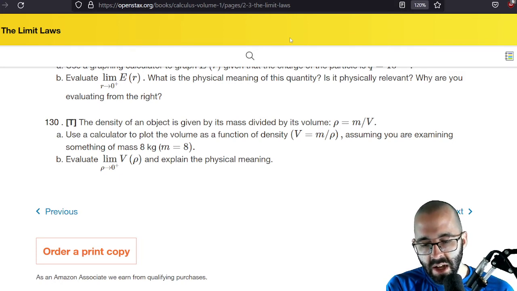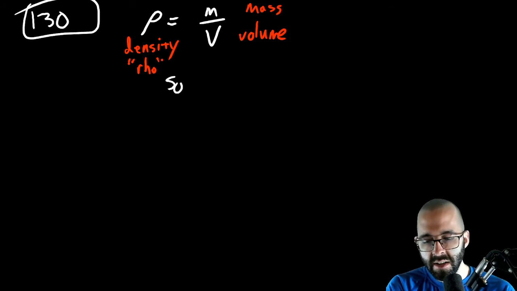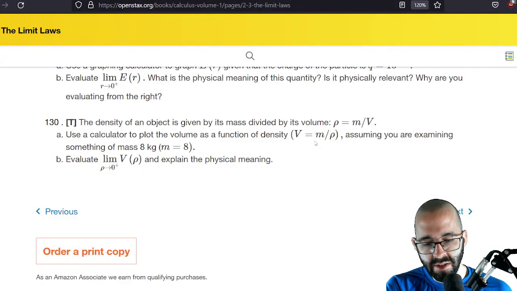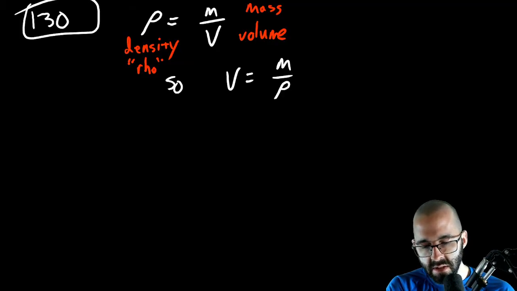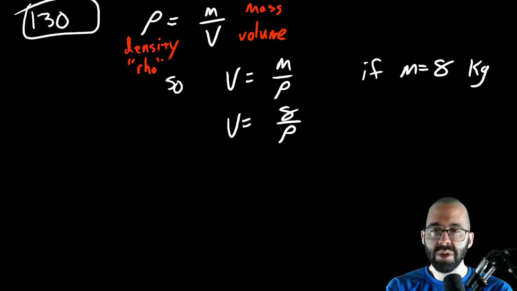Use a calculator to plot the volume v as a function of density. So if we solve for v, multiply both sides by v and then divide by rho, you're going to get v as m over rho with a little bit of algebra. And the book gives this to you right here. It wants you to plot this, assuming we're looking at something with a mass of 8 kilograms. So if something has a mass of 8 kilograms, v is equal to 8 divided by rho, and it wants us to plot this.